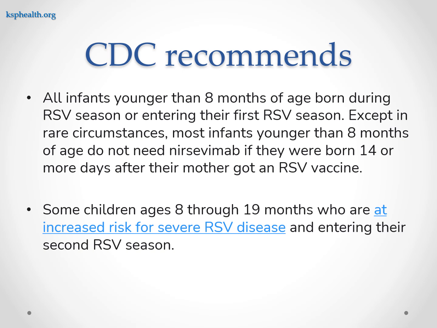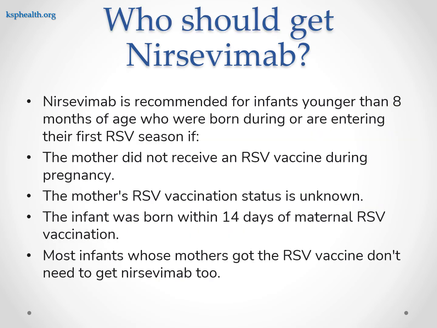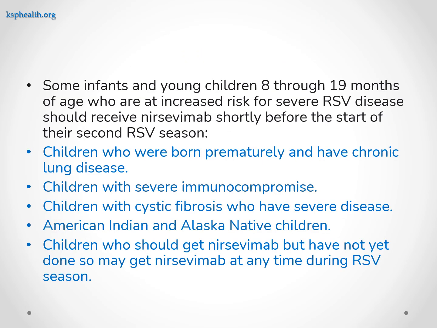Some children between 8 to 19 months who are at increased risk of severe disease and entering their second RSV season can get the RSV antibody. So what are those risk factors? Children who were born prematurely and have chronic lung disease. Children with severe immunocompromise. Children with cystic fibrosis who have severe disease. And also American Indian and Alaska Native children.